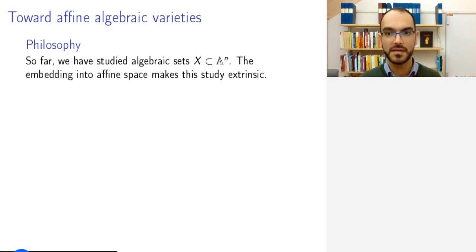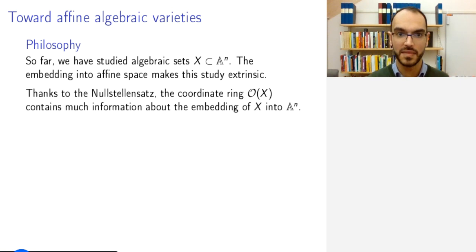And indeed, let us end this lecture by looking at some philosophical aspects. So far we've studied algebraic sets sitting inside A^n. And the embedding makes this study extrinsic. So we don't have an intrinsic study of these algebraic sets. True, we can view them as subsets of other algebraic sets, but still there is something greater than some embedding that we always need to take care of. Thanks to the Nullstellensatz, the coordinate ring contains a precise description of the structure of how this X is embedded into the ambient space.